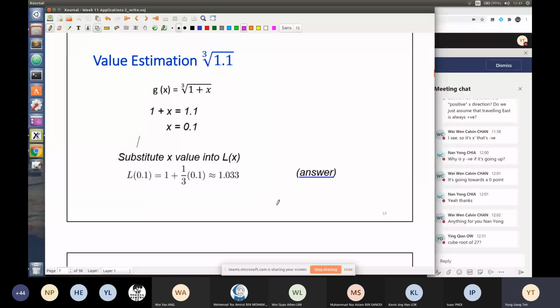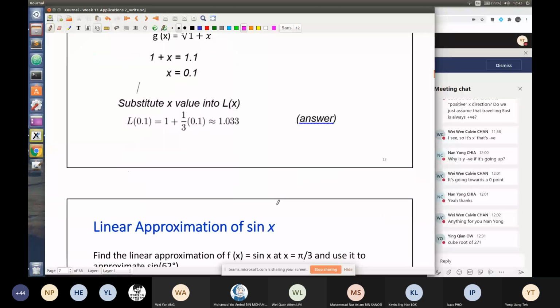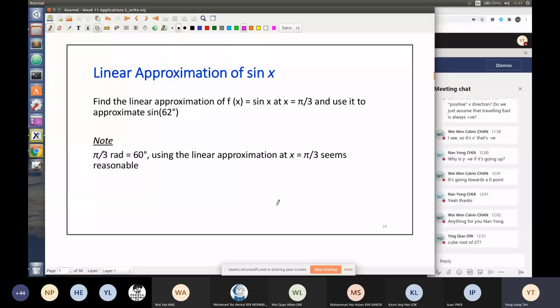So the essence of linearization here is always the same, regardless of what function you are trying to approximate. Okay, so another example: find a linear approximation of sine x at x equals pi over 3 and use it to approximate sine 62 degrees.